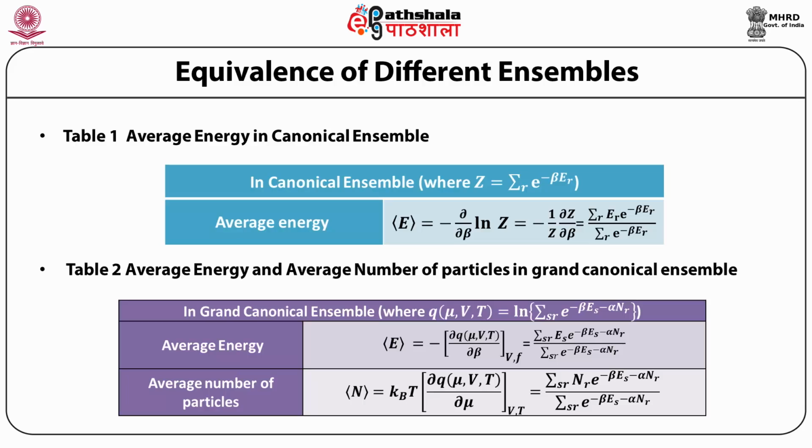and average number of particles is equal to kBT multiplied by partial derivative of equipotential with respect to chemical potential at constant V and constant temperature, which is equal to summation over sr nr e raised to power minus beta es minus alpha nr divided by summation over sr e raised to power minus beta es minus alpha nr.